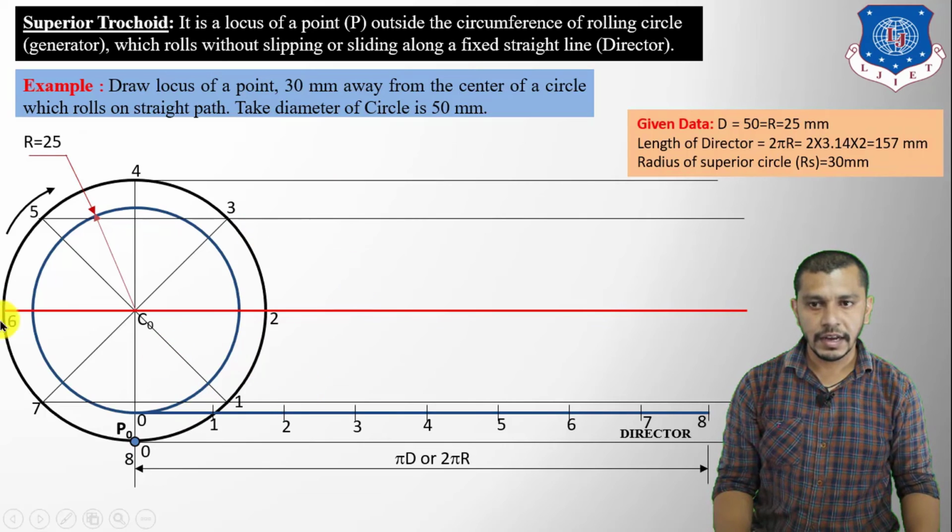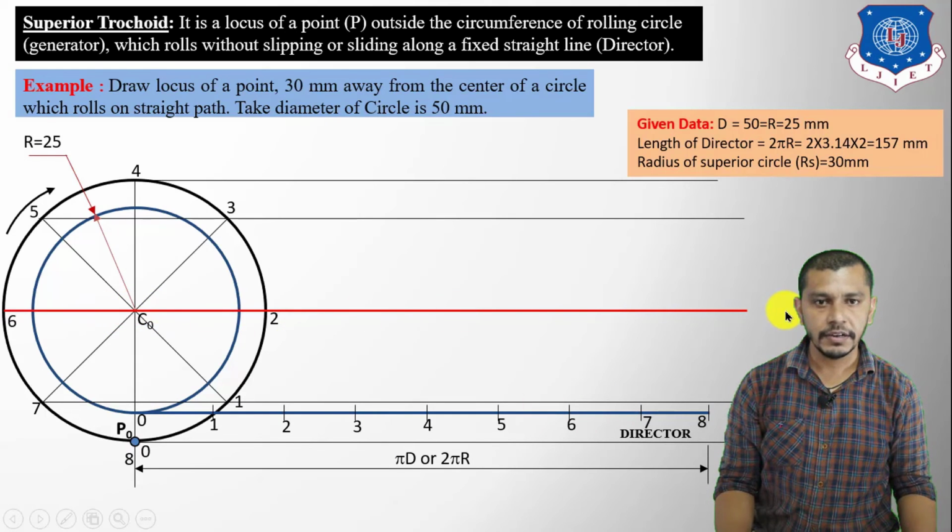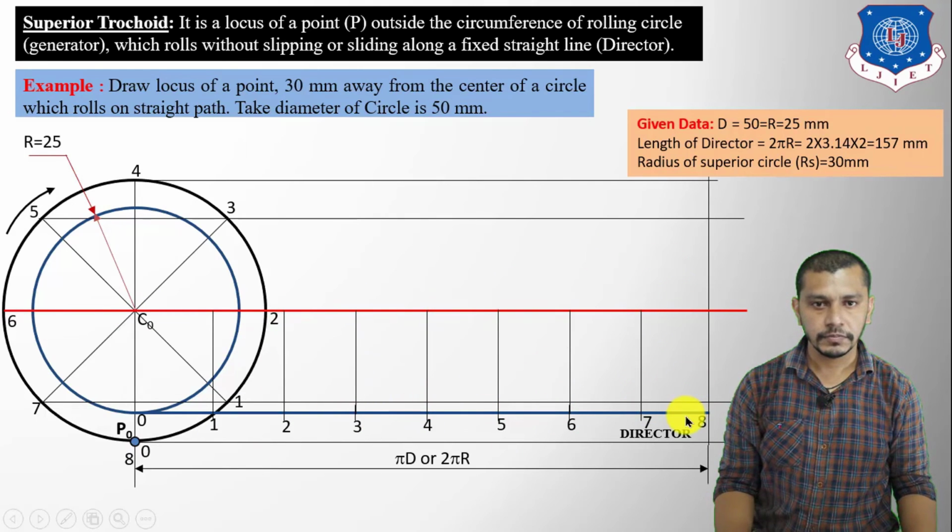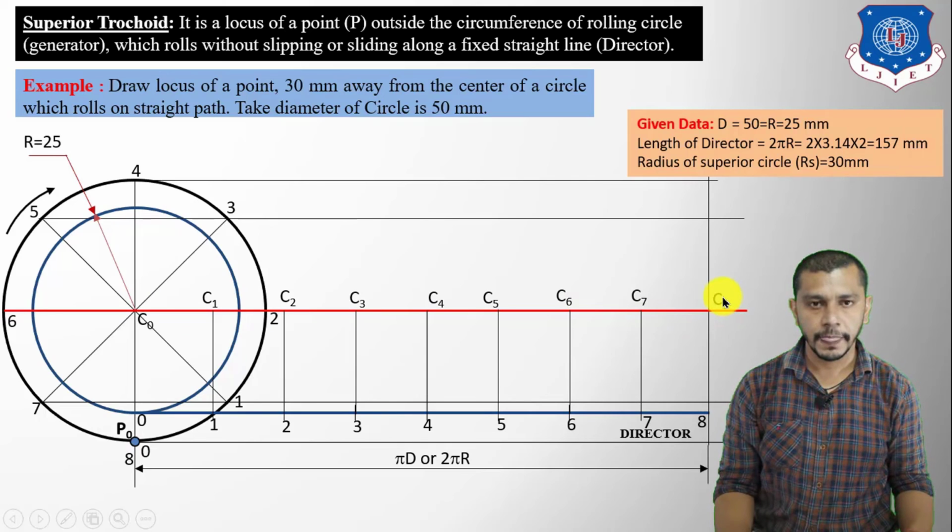And as we know, the line from 1 will also pass from 7, the line from 2 will also pass from 6, the line from 3 will also pass from 5. So after drawing these lines, from the points of the director 1, 2, 3, 4, 5, 6, 7, 8, draw lines perpendicular to the line of the director to get the intersection at the center line. So draw lines perpendicular to the line of the director from each point and mark the intersection points. This is C0, this will be C1, C2, C3, C4, C5, C6, C7, C8.